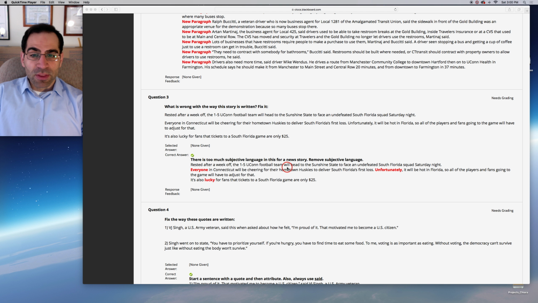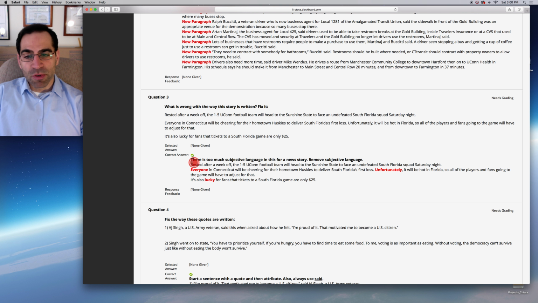Rested after a week, the 1-5 UConn football team will head to Sunshine State to defeat undefeated Florida squad Saturday night. I know some people might argue with me that rested could be subjective language, but that's acceptable, right? Because they did have a week. We get what the reporter's talking about.